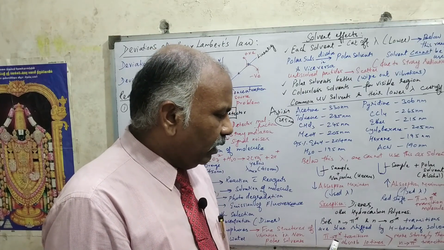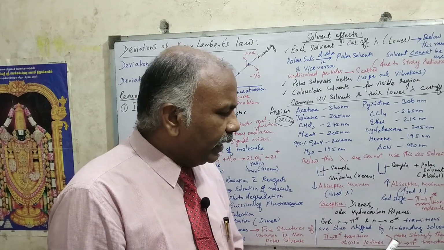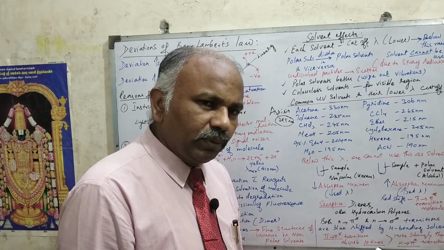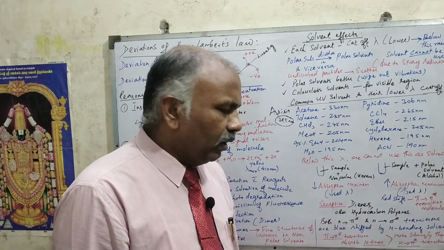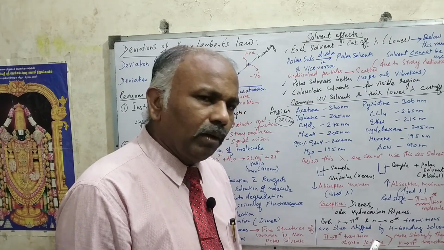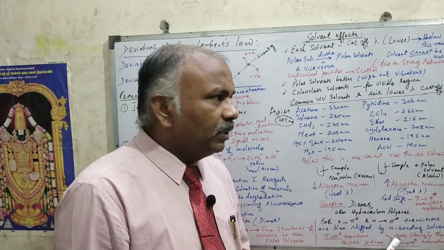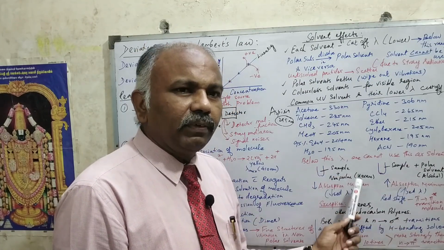Pi to pi star transitions absorb 10 times greater, or more strongly, than the n to pi star transitions. This is also a very important fact. Whenever you go for pi to pi star transitions, they always absorb 10 times greater, or more strongly, than n to pi star transitions. So this is all related to the effect of solvent.